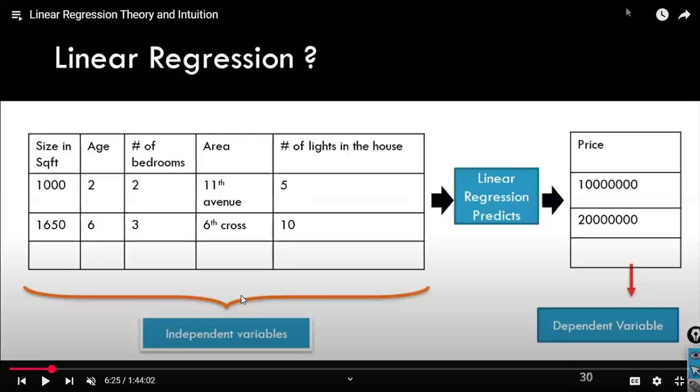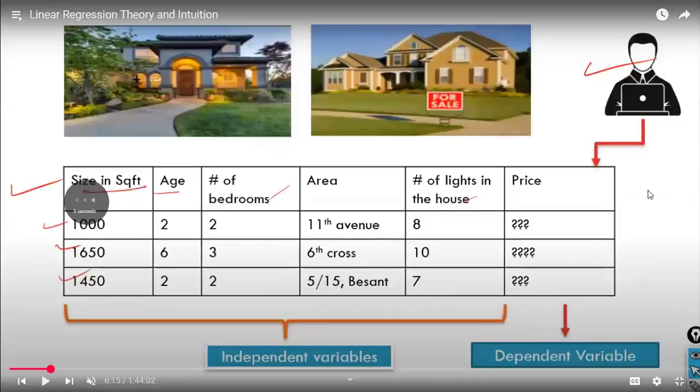Okay. So here we train the model with these input features and output features initially. Once we train this model with the independent variables, the input features, also called input independent variables, the output labeled variable is called the dependent variable. Okay, because the price is depending on these independent variables. These variables are not dependent. Only the price is depending on these features.